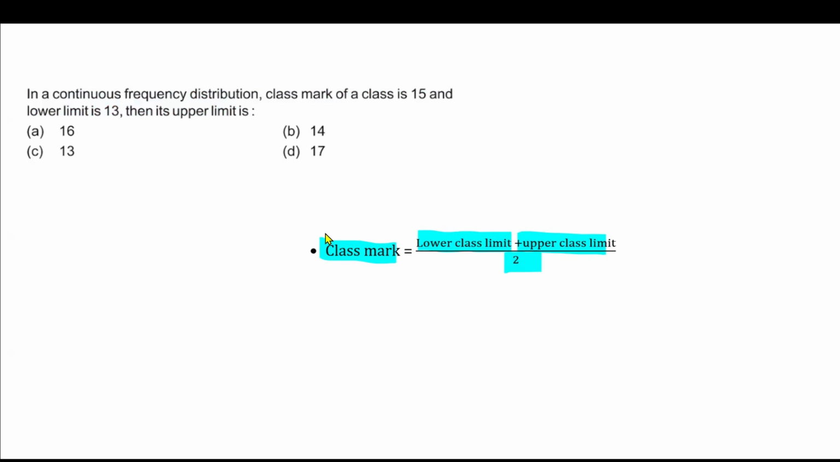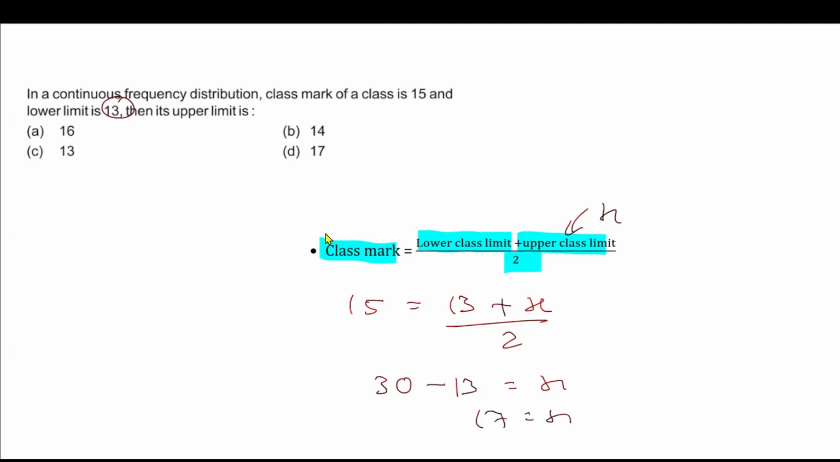Let's say I take 15 as the class mark, and the lower limit is given as 13. So we'll be replacing the lower limit with 13. Upper limit we don't know. Let's say I took this upper limit as x, that divided by 2. So if I multiply 2 on the left hand side, it's going to be 30, and then I'm going to transpose 13 to the other side, right? So it's 30 minus 13, which is how much? 17. So 17 is the upper limit.